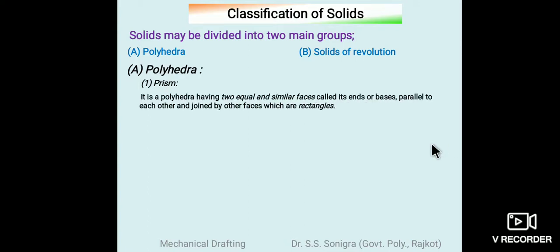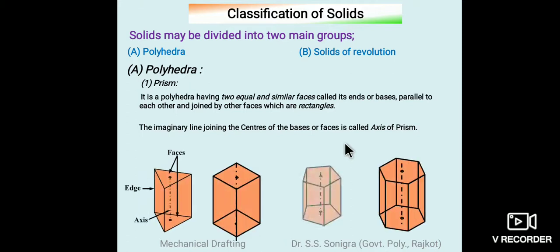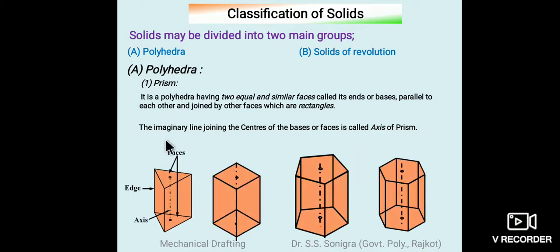Now, what is a prism? Polyhedra are further divided into two categories, prism and pyramid. A prism is a polyhedron having two equal and similar faces. Suppose this is a square prism, so the upper face is a square, the lower face is a square, and both these squares are joined with straight lines like this. So it becomes a prism. Suppose this is a pentagon, the upper face is a pentagon, the lower face is a pentagon, and both these pentagons are joined with straight lines. That is called a prism.